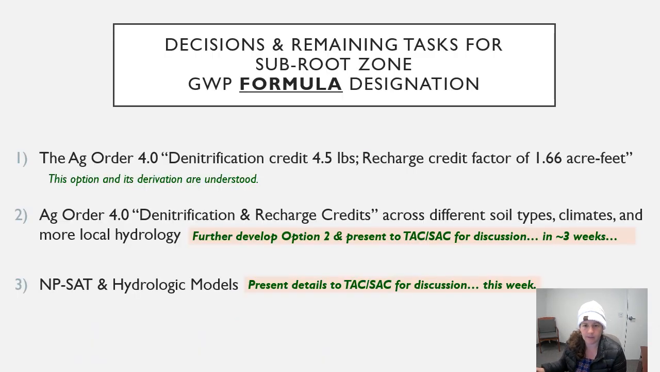So I think that with respect to tasks remaining ahead, to think about root zone aspects of the groundwater protection formula, option number 1 and its derivation are now pretty well understood, I think. We need to further develop option number 2 and present it to the TAC and SAC for discussion probably in about 3 weeks. And we're preparing to present details to the TAC and SAC for discussion on NPSAT this week.